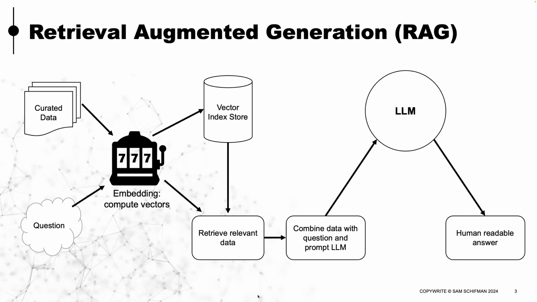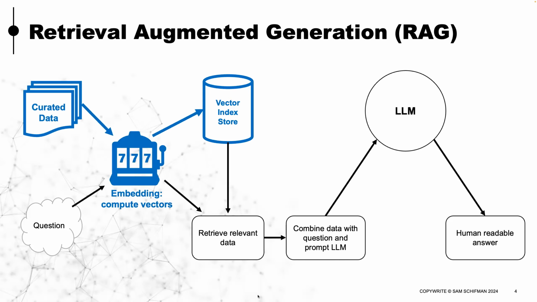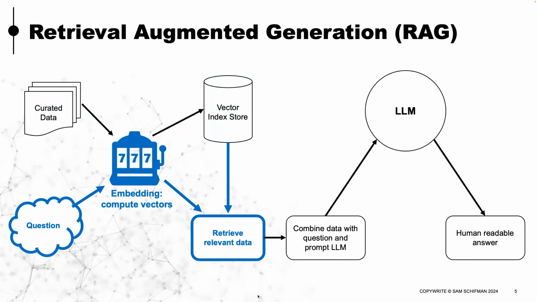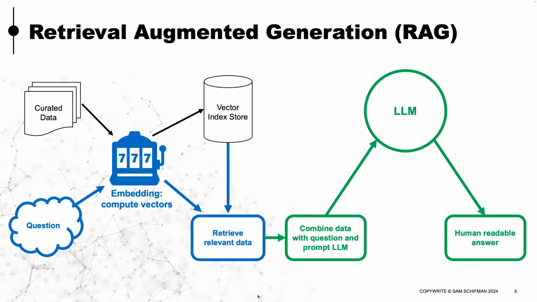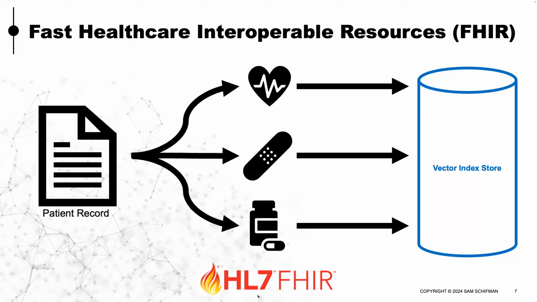But just to quickly recap, retrieval augmented generation is when we take some curated data and put it into a vector store by embedding it. Then we can embed a question and retrieve information out of that vector store that is close to the question. We can combine that data with the question and send it to an LLM to get back a much more accurate and better response. I've also talked in previous videos about how HL7's FHIR standard is the perfect granularity for doing RAG.